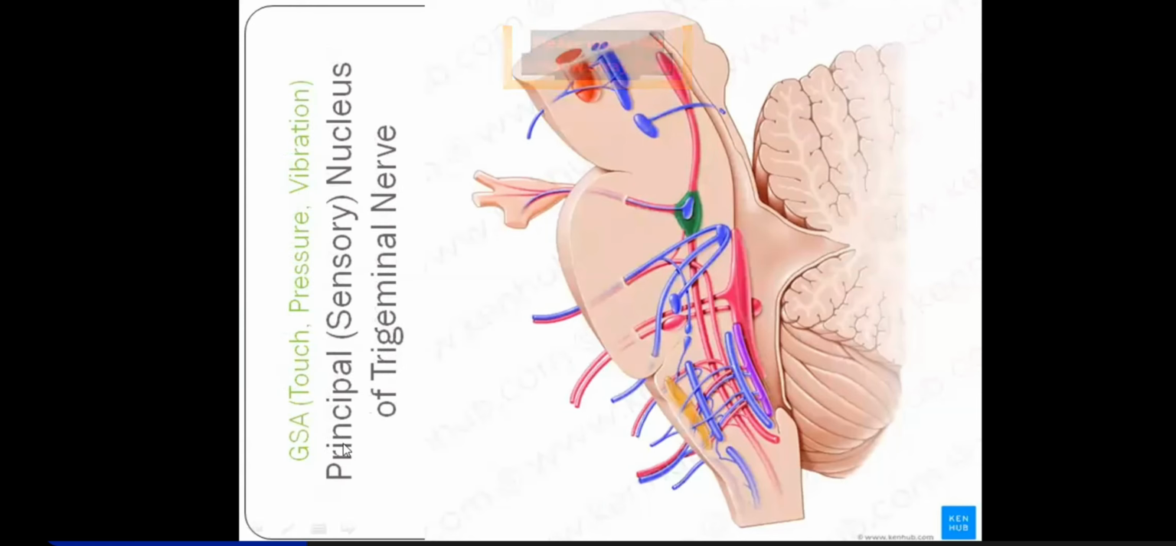Then the general somatic afferent includes sensations of touch, pressure, and vibrations from the pinna. These sensations will be brought in through the facial nerve, and they will relay in the main sensory nucleus of the trigeminal nerve.